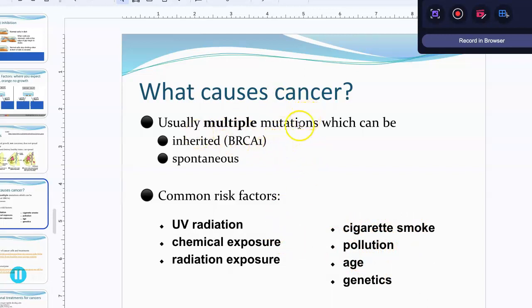And as we talk about mutations, inherited BRCA1, there were some pretty famous cases where, say, Angelina Jolie did a genetic check on herself. She realized she was at high risk for breast cancer, and she had a double mastectomy where she had both breasts removed so that she wouldn't get cancer. Then, of course, sometimes you just get a mutation that leads to cancer.